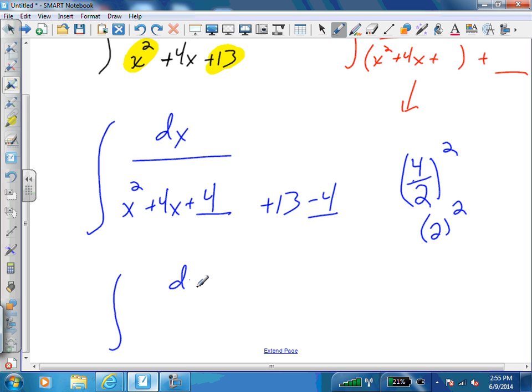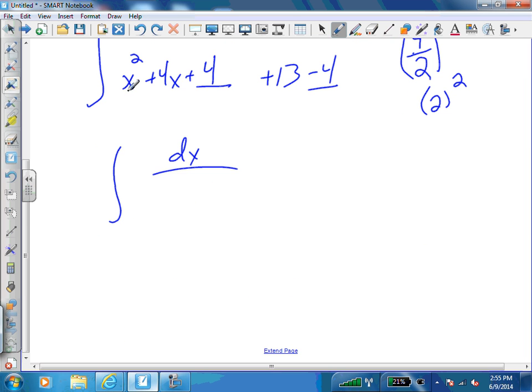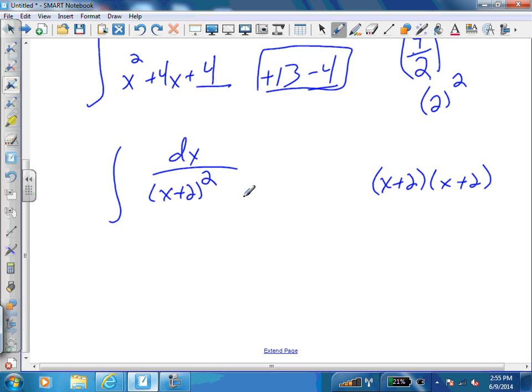So notice that makes our denominator. What does that factor into? x plus 2, x plus 2. 2 times 2 is 4, 2x and 2x is 4x. So that factors to x plus 2 squared. Then what does this make? 9.